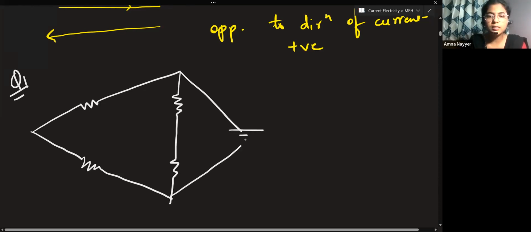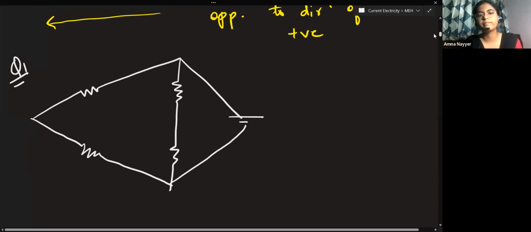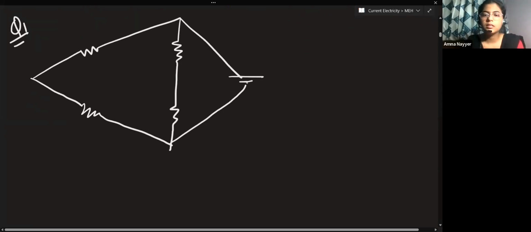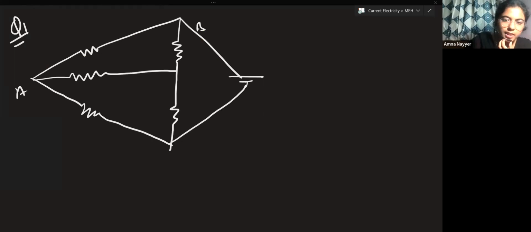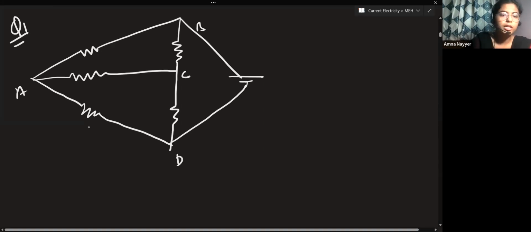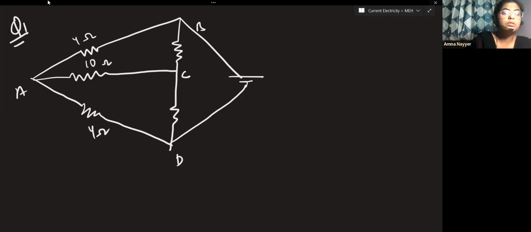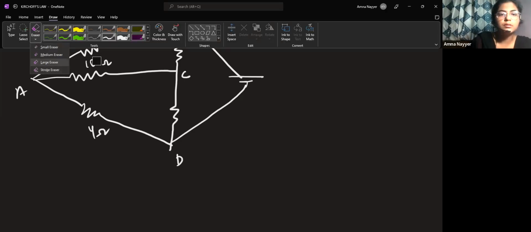So a cell has been connected here and one more resistor is this way. Let's name this point A, this point is B. In this question, I'll tell you how to use first and second law. This is B, this is C point, this is D point. This is given 4 ohm, this is also 4 ohm, this is given 10 ohm. This is given as 1 ohm. One resistor is also there.